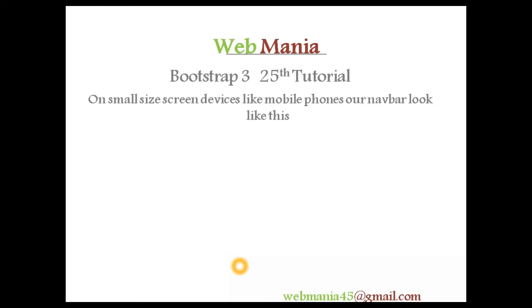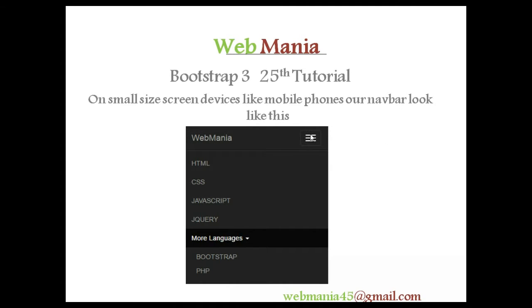On extra small screen devices like mobile phones, our navbar looks like this. Here you can see our navbar collapsed into a button. This is our toggle button and this is the header of the navbar. When we click on this button, this portion of the navbar appears, and when we click back on this button, we want this portion of the navbar to disappear. So let's go to our editor to achieve this navbar.